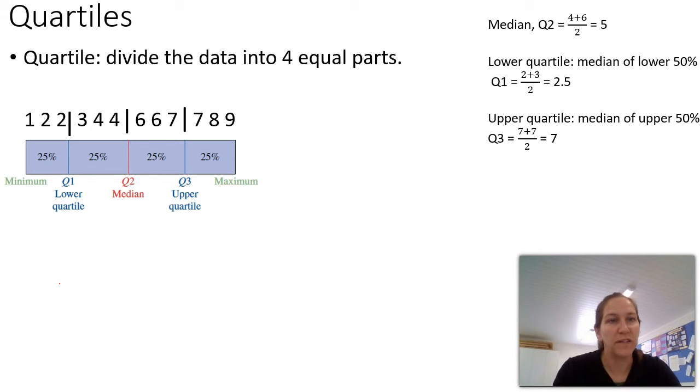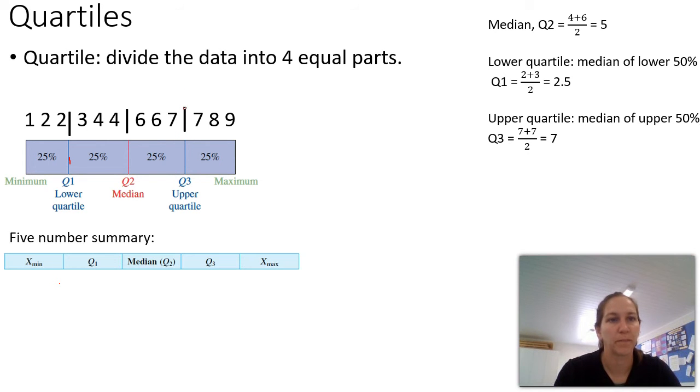So I've drawn this diagram to illustrate what we have. We have 25% of the marks here, 25% of the marks here, 25% of the marks here, and 25% of the marks here. So the lower quartile is the division between those first 25% of marks. The median is at the middle spot, and the upper quartile is after 75% of all the marks.